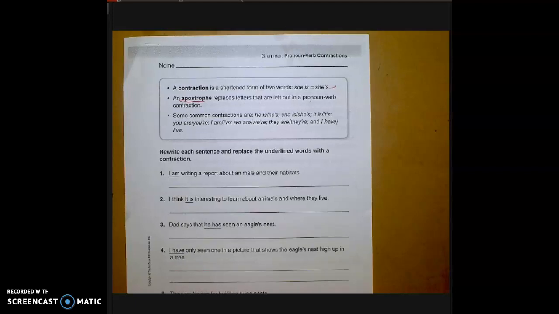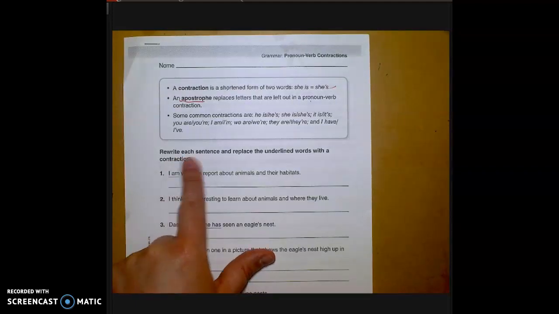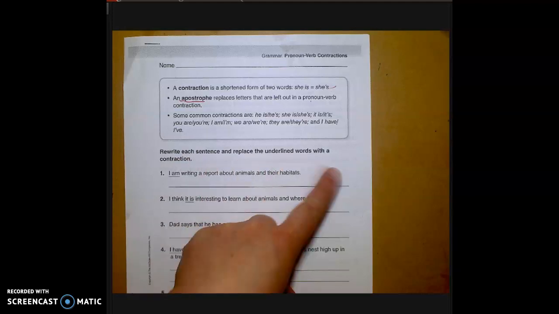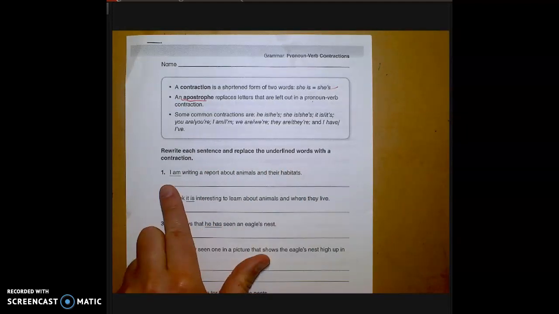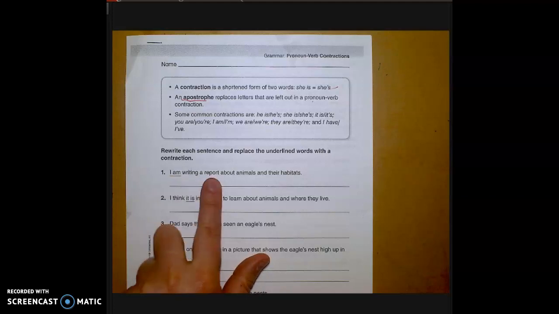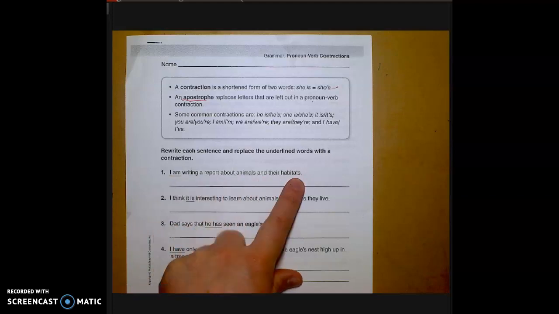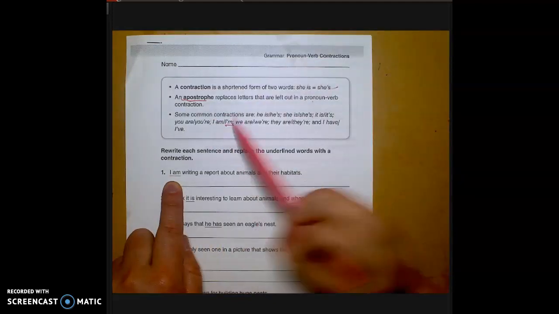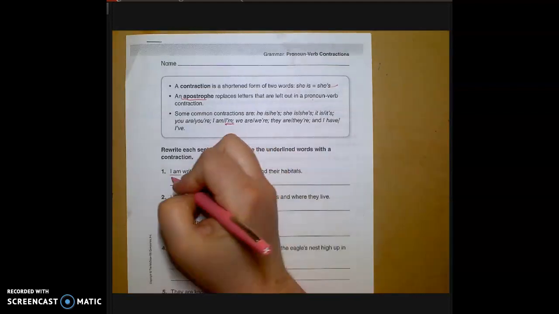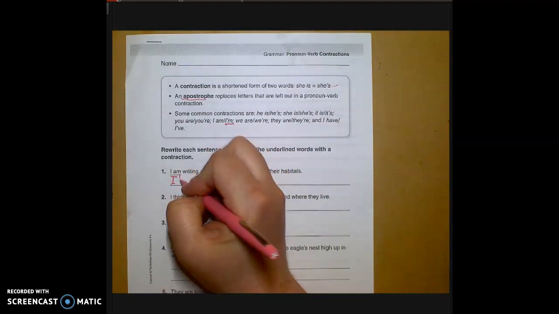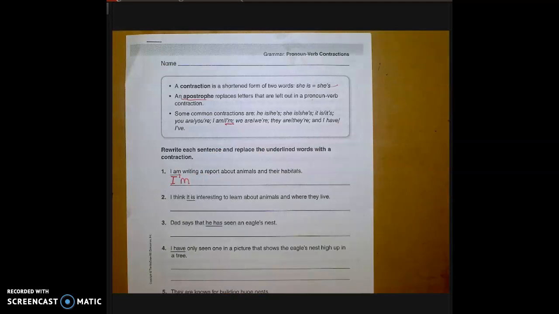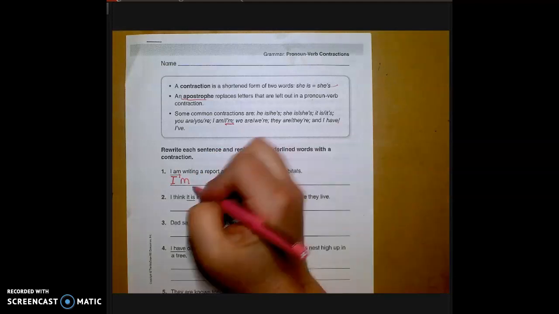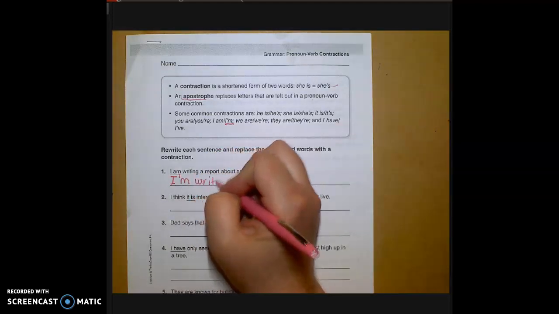So here on page 121, our directions are rewrite each sentence and replace the underlined words with a contraction. So number 1 says, I am writing a report about animals and their habitats. I am. We can look up here in our reference too, and we see it becomes I'm. The A pops out, so we are putting an apostrophe in its place. I'm then going to write the rest of the sentence just like it is on the paper.